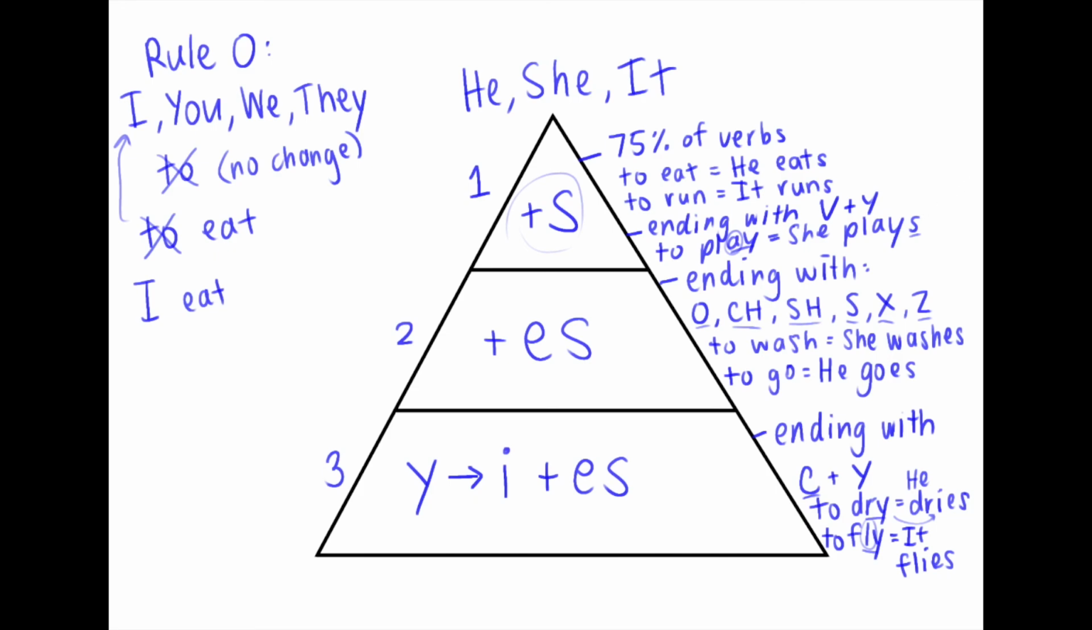So there you have it. Those are the 3 rules for using the simple present. Well, 4 if we count rule 0.